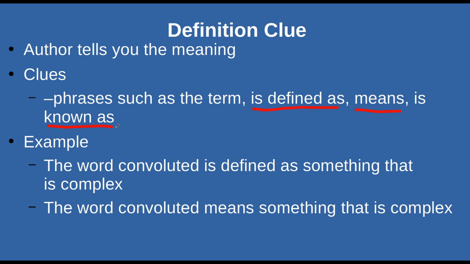Down below that, we have 2 examples. Our unknown word, in case you're wondering, is convoluted. The word convoluted is defined as something that is complex. Or you could say the word convoluted means something that is complex. Again, notice how we have the special phrase here, is defined as, means something that is complex. Now we have an idea of what this word means without having to consult a dictionary or using any other tools.